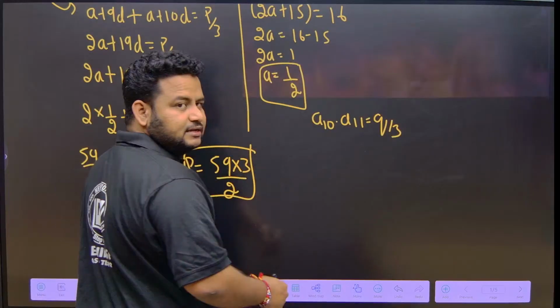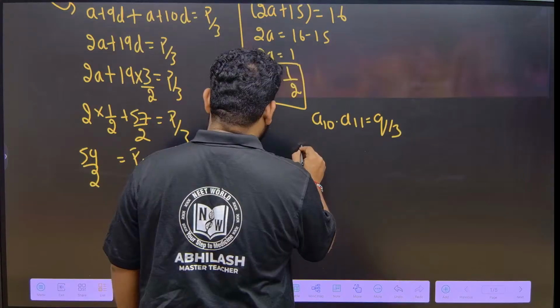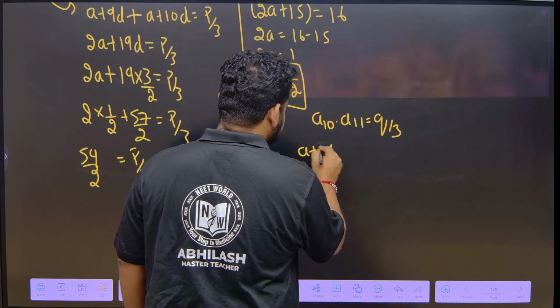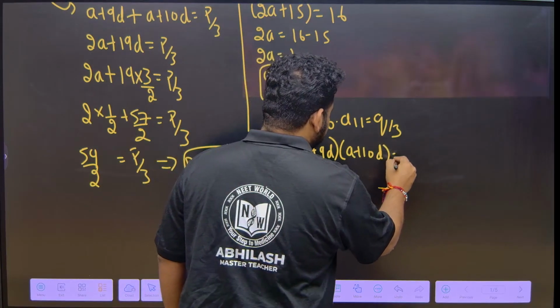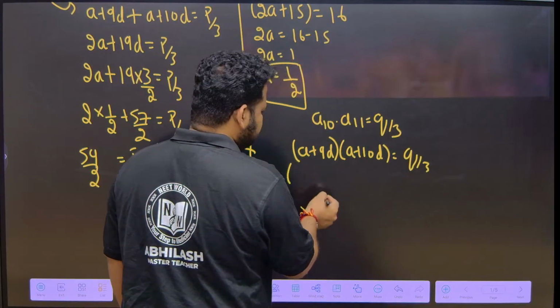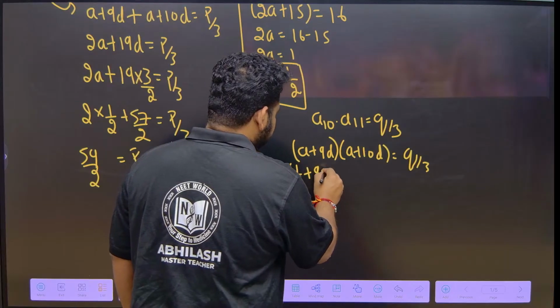A10 is nothing but A plus 9D. So that is A plus 9D. Let me write down: (A plus 9D) into (A plus 10D) is equal to Q by 3. Now, we know what A is: A is equal to 1 by 2, plus 9 into D.